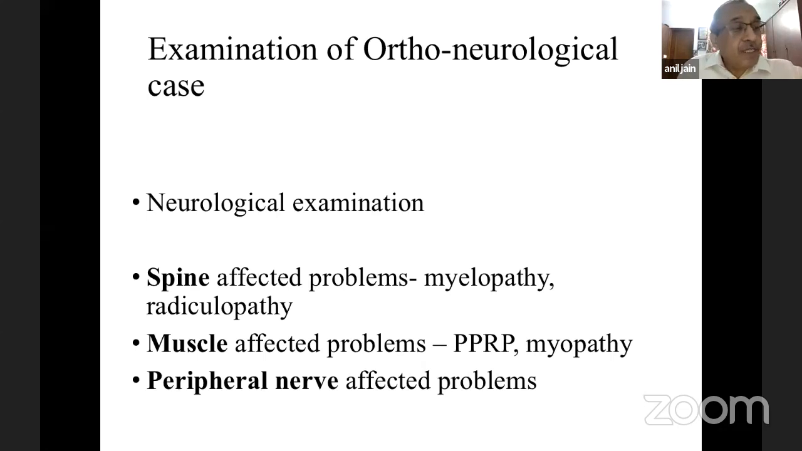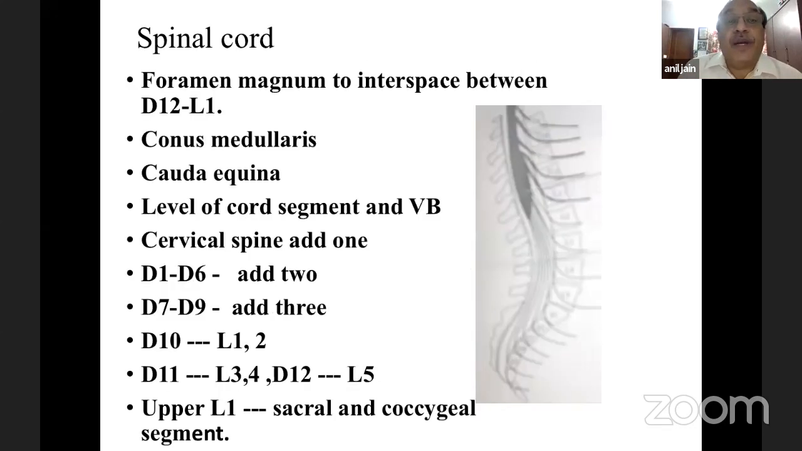In a neurological examination, what we want to do is rule out or exclude a spine-affected problem producing myelopathy or radiculopathy, or a muscle-affected problem as a result of myopathy, or a peripheral nerve-affected problem. We need to differentiate among the three in a case of neural deficit.